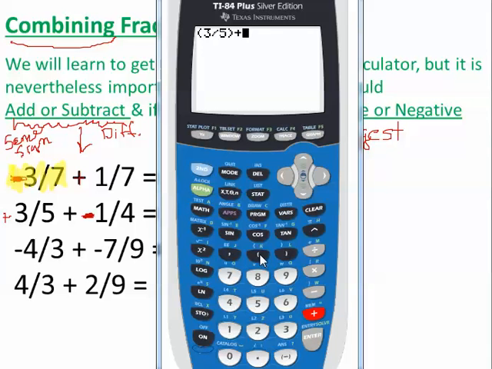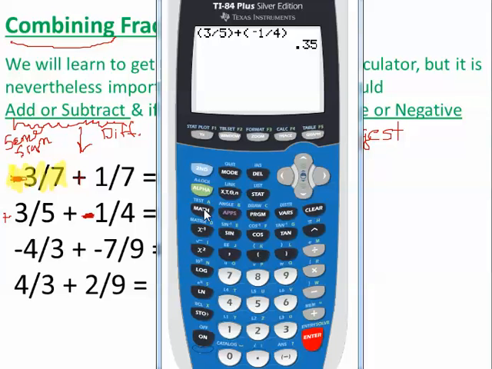I'm going to say plus, and then I'm going to use my little negative sign at the bottom, the one with the parentheses around it. And then I'm going to put my fraction in parentheses again. So 1 divided by 4 and end my parentheses. When I push enter, I get 0.35.